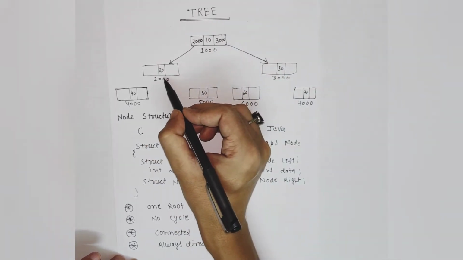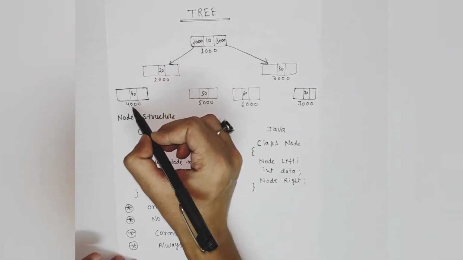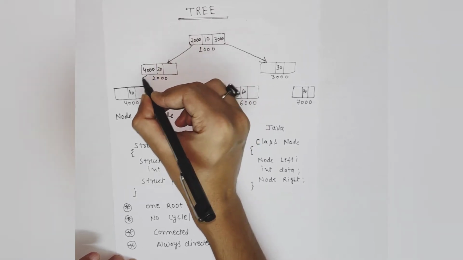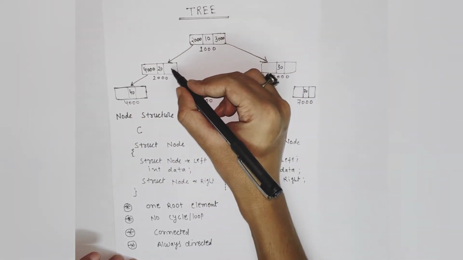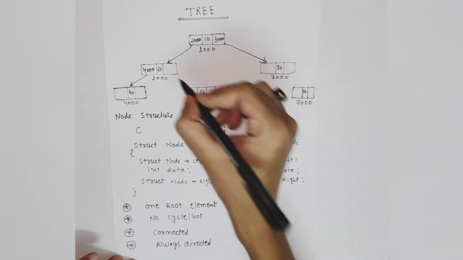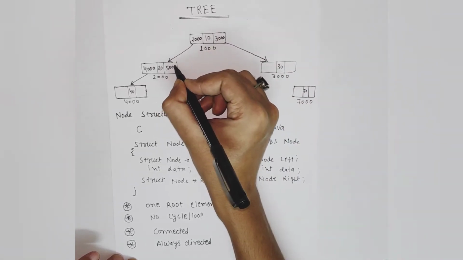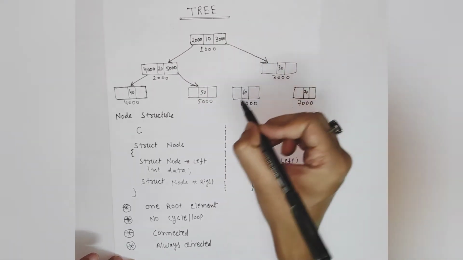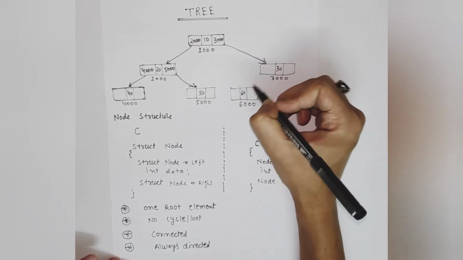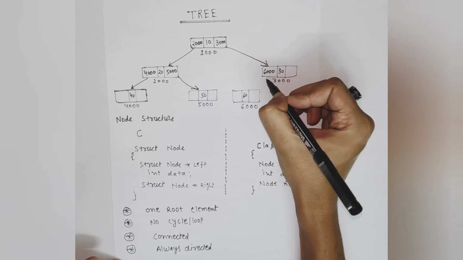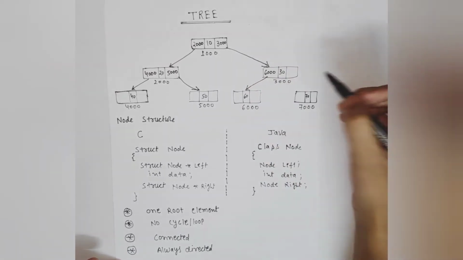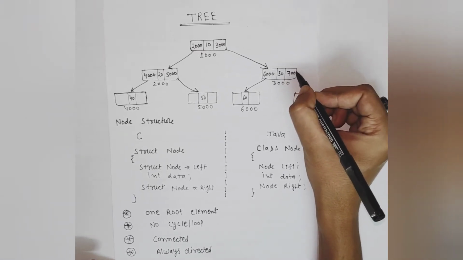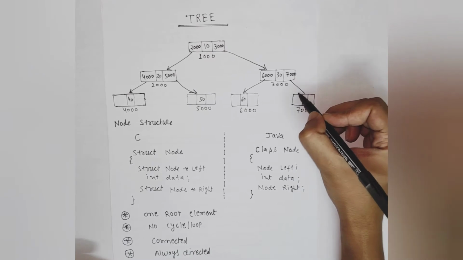Similarly, in this node, in the left part, I will put the address of this one, so 4000. So the link will be like this. And in the right pointer, I will put the address of this node, so I will write 5000 here. So there will be a link like this. Similarly, here I will add the address of this node, which is 6000, so there will be a link like this. And in the right pointer, I will put the address of this node, so it is 7000. So there will be a link like this.